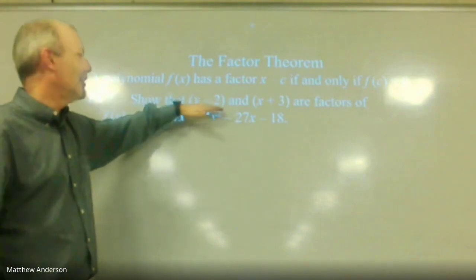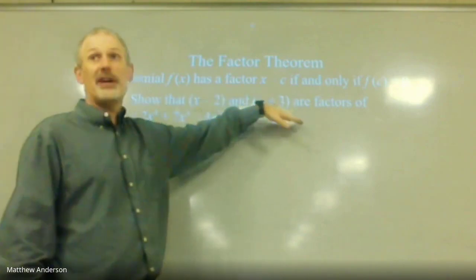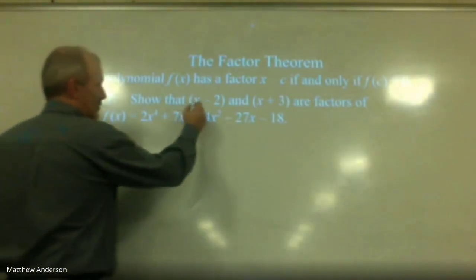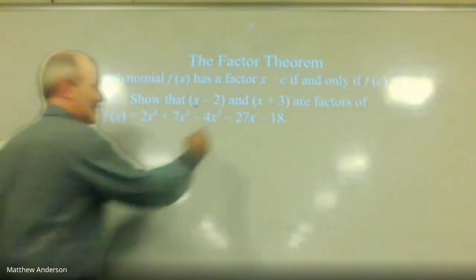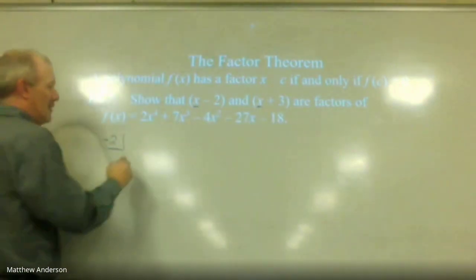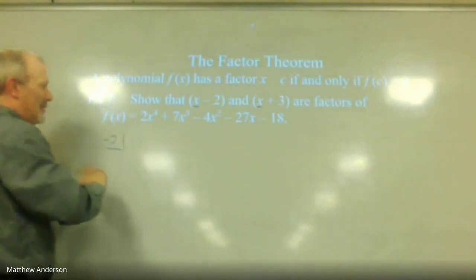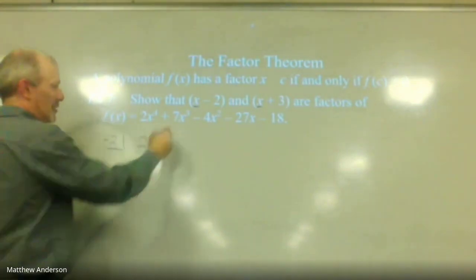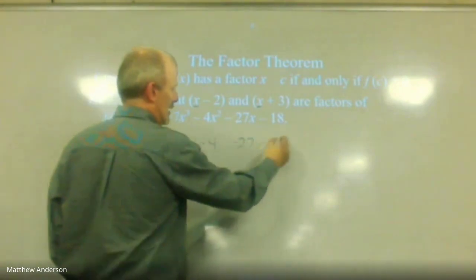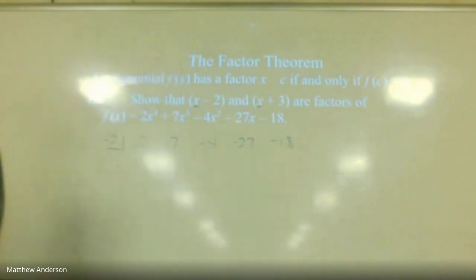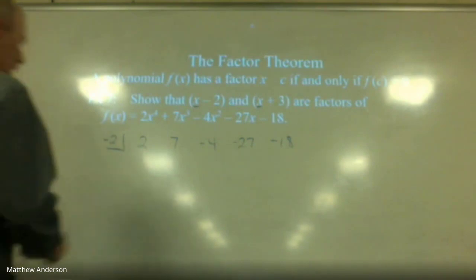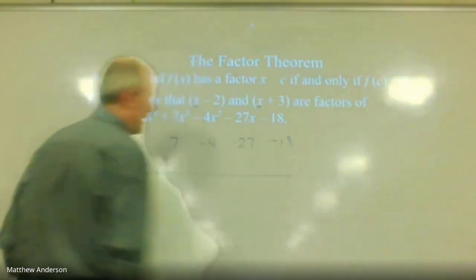Okay, so let's look at this, and what this says is show that this expression, binomial, x minus 2 is a factor, and this one is also a factor. So we're just going to do our synthetic division. Because notice the format here, they both just got x's. So I'm going to use the negative 2 first. And what do we know? X to the 4th has a coefficient of 2. This one is 7, negative 4, negative 27, and negative 18. This time, notice there were no missing terms, right? But we always look for them just in case. All right, we're going to put our line down here.